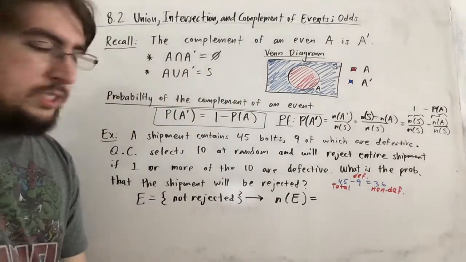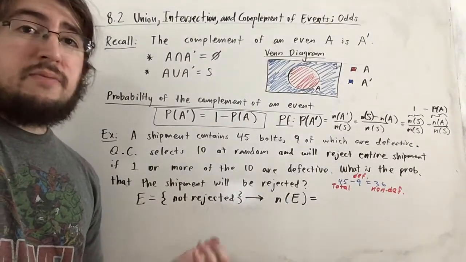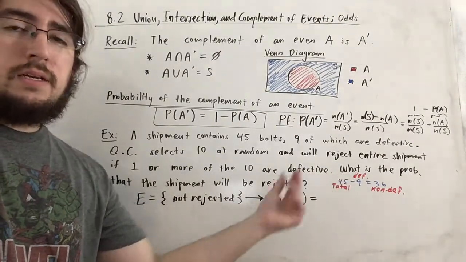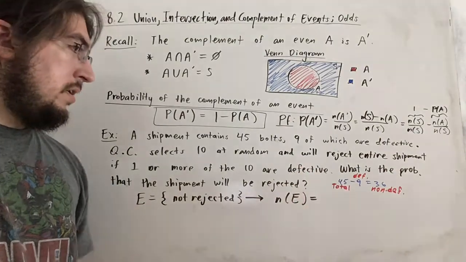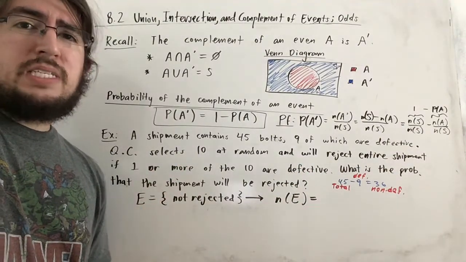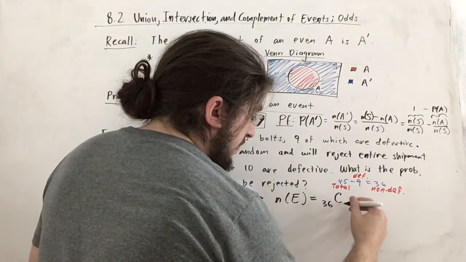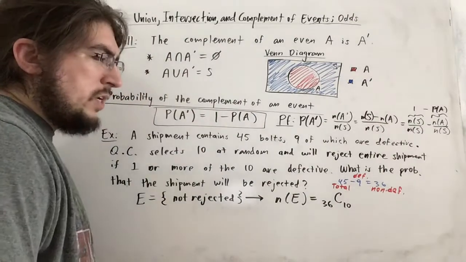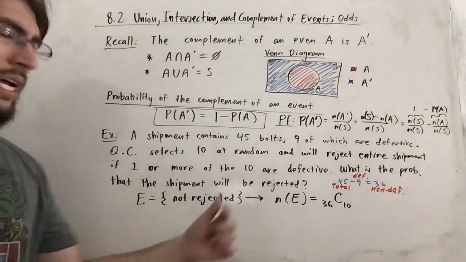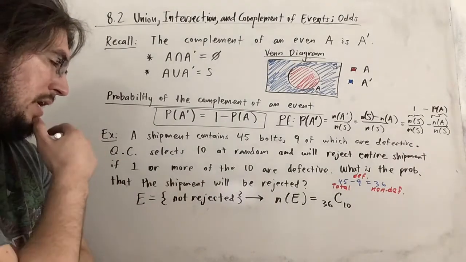Okay, so if we didn't reject, then that means all the bolts we selected were non-defective, meaning we selected 10 of these 36. So how many ways can you choose 10 of 36 things? Of course, it's 36 choose 10. And then we can use our calculator to approximate this, but I'm just going to leave it like that for right now. And what now?